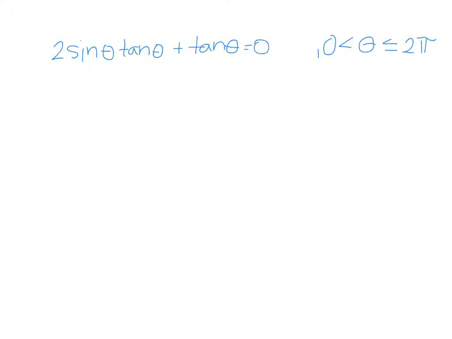Here's the next one that I want to do with you. 2 sine theta tan theta plus tan theta equals 0. And theta is going to be between 0 and 2 pi.